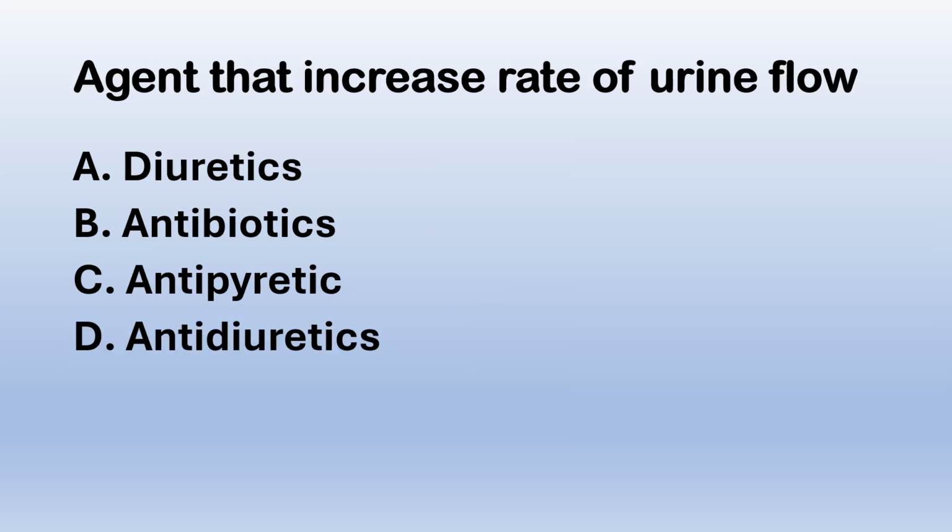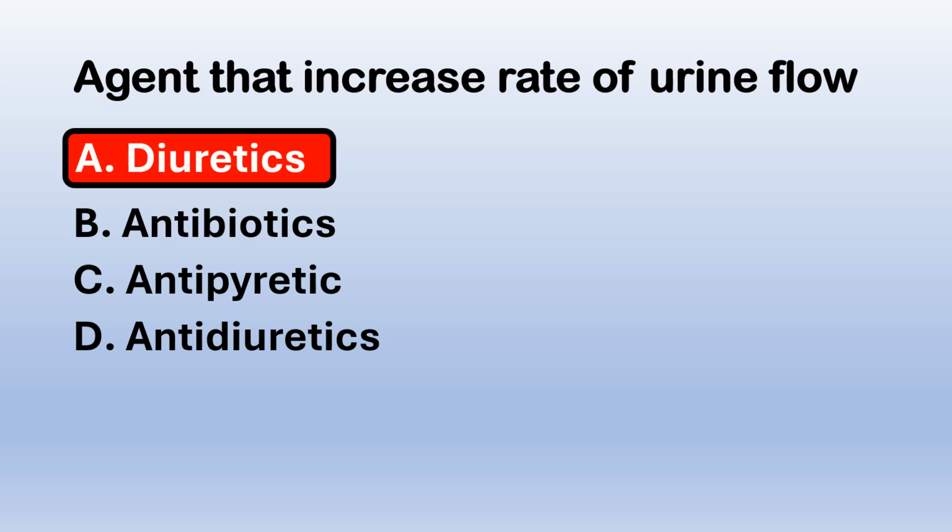Agents that increase the rate of urine flow are A. Diuretics, B. Antibiotics, C. Antibiotics, D. Antidiuretics. And the answer is A. Diuretics.